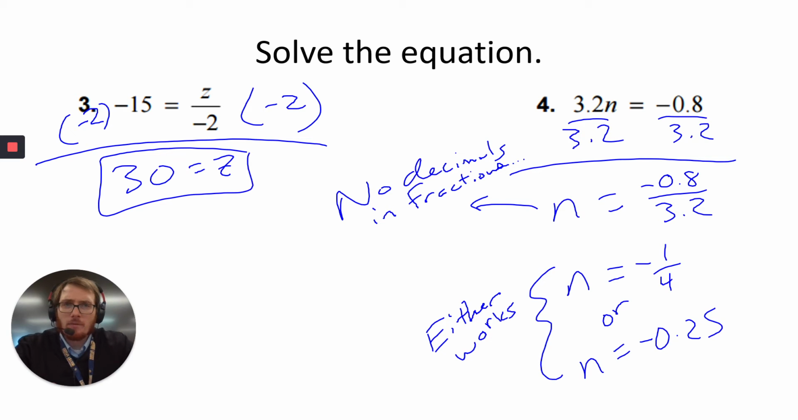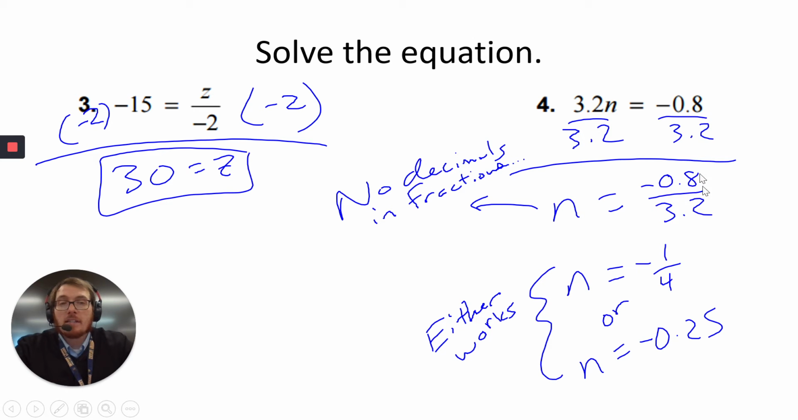So for example, on number 4, I have 3.2n. To get n by itself, I need to get rid of the coefficient. To get rid of that, I'm going to divide by it. So divide by 3.2 on both sides, and then it's negative 0.8 divided by 3.2. You could move the decimal 1 over, and that would make it 8 over 32.